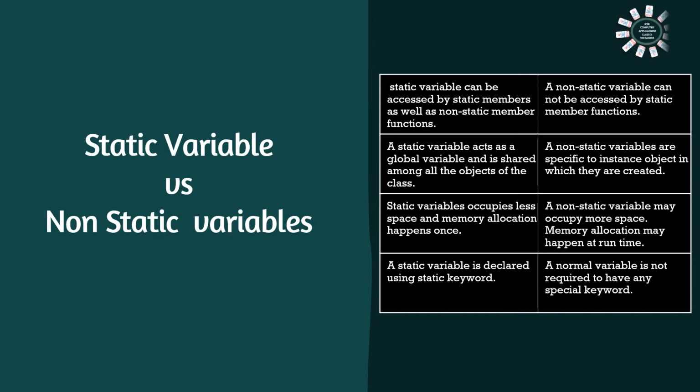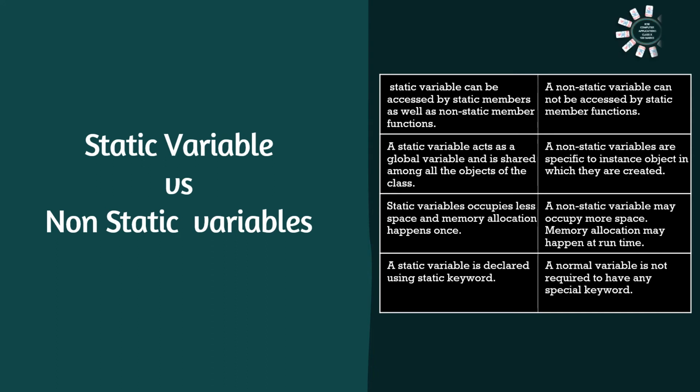Second, a static variable acts as a global variable and it is shared among all the objects of the class, and non-static variables are specific to the instance object in which they are created. Static variables occupy less space and memory allocation happens only once. And non-static variables may occupy more space and memory allocation may happen at runtime. A static variable is declared by using the static keyword and a non-static variable is declared without the static keyword. So these are the differences. I hope you understand the concept of static variable and non-static variable.